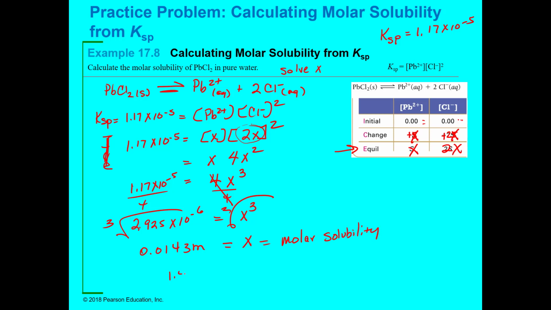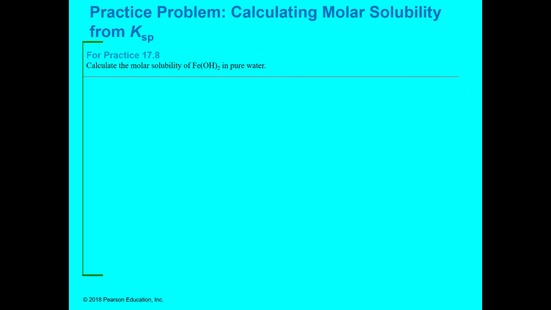And you might want to just do it 1.43 times 10 to the minus 2 molar if you want to. So I prefer doing the molar solubilities like this rather than using that formula, because I already know how to do this. By the end of this chapter, you've done this so many times, it's second nature. And there's a problem to do for iron hydroxide.